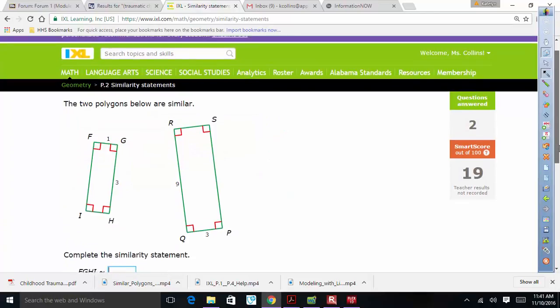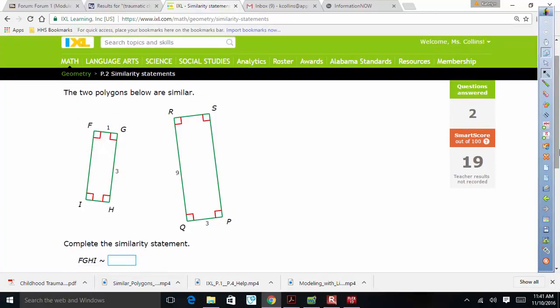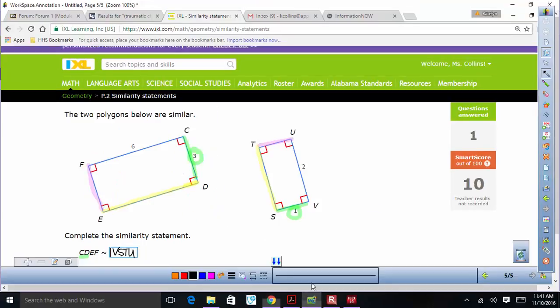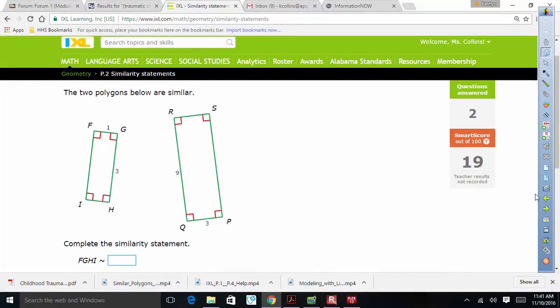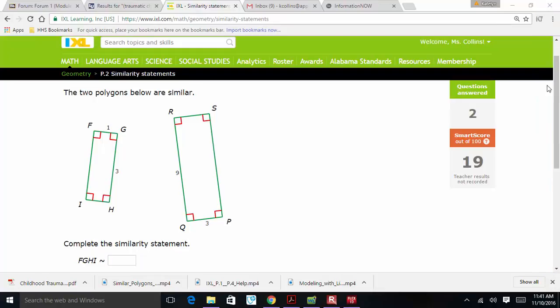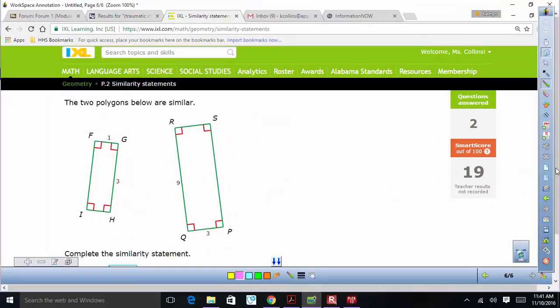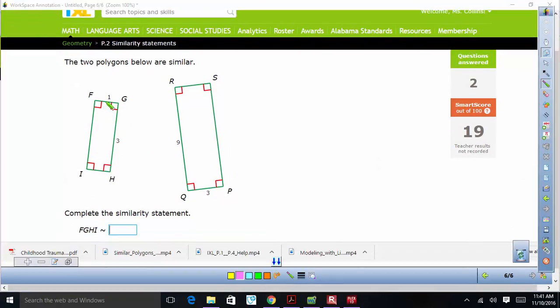Okay, we'll try one more like that and then we'll look at P3. So here, they go from F to G. So F to G is the short side that's given. So we're looking at the short side that's given.